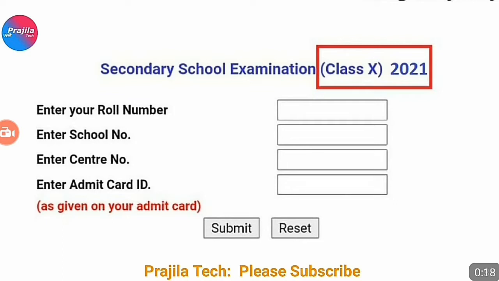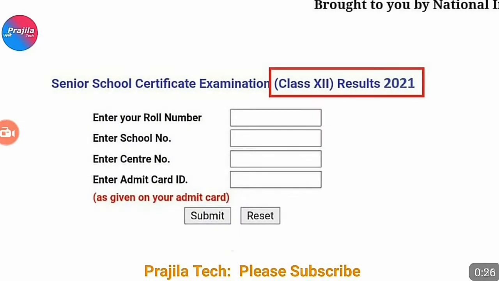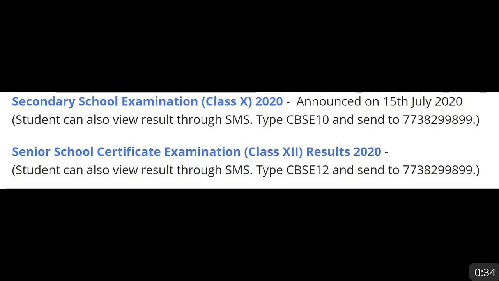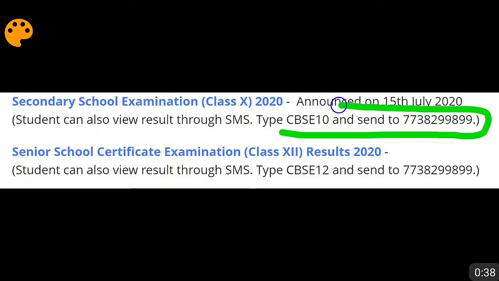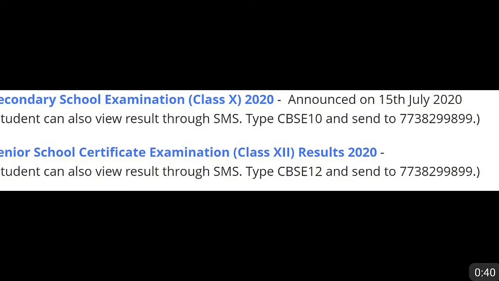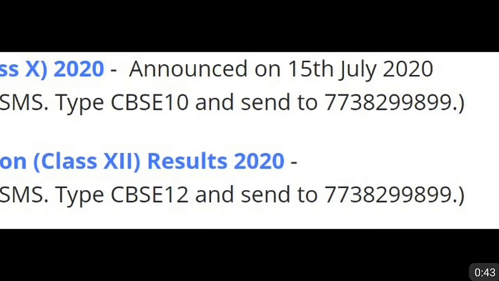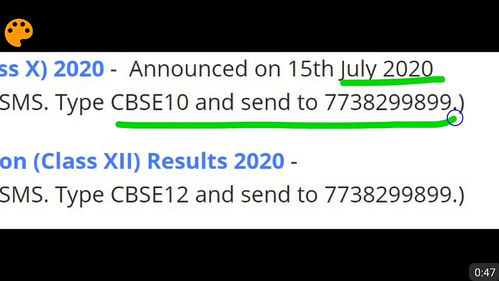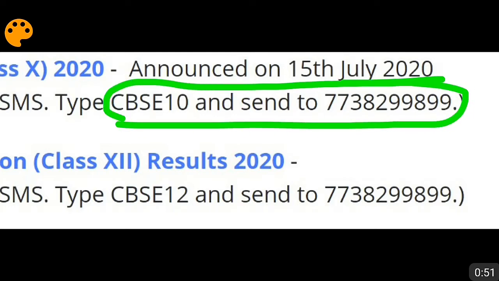This is the normal method where you can log into their browser and, either for 10th or 12th, you are supposed to give these details online: roll number, school number, center number, admit card number. This is one method, and there should be another method where you can send an SMS. They will publish the number we have to send it to. I will make another video once that is ready. As you can see here, for 2020 this was the number, maybe the same number this time also. So you can send SMS like this, expected to be.